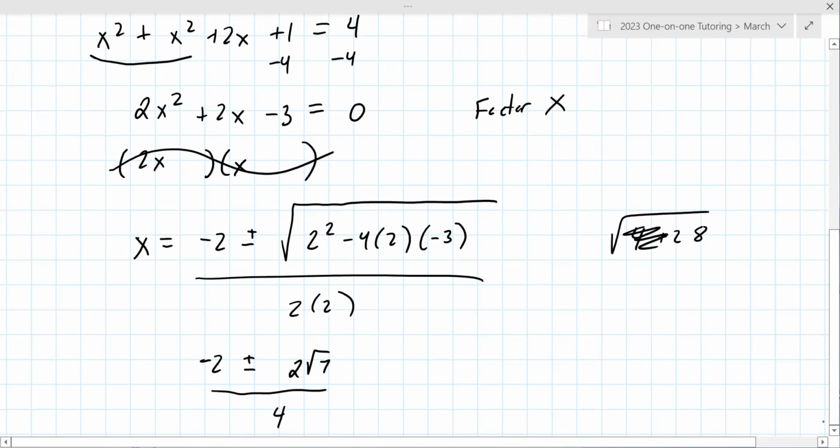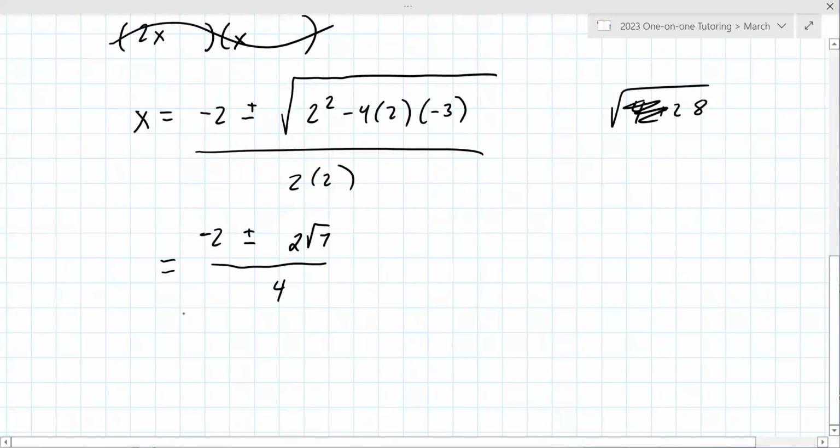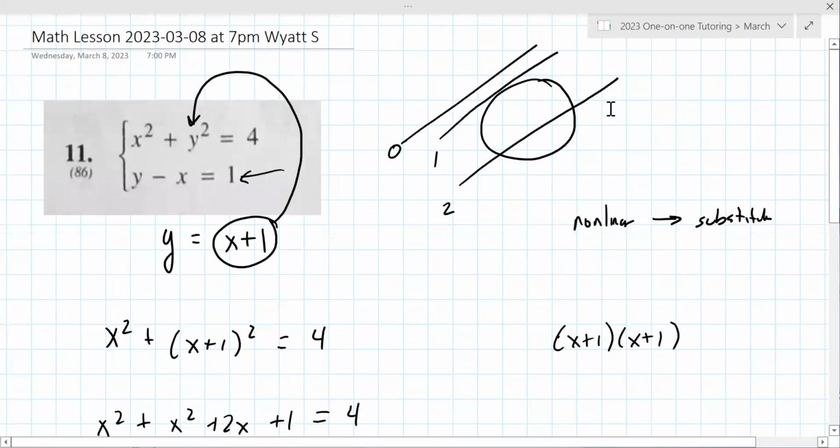Let me double check. So yeah, it looks like they have the same results. All right, very well. So there's your answer, but that's only part of it. That's only x. Because there's 2 different x values, that means it hits the circle twice.